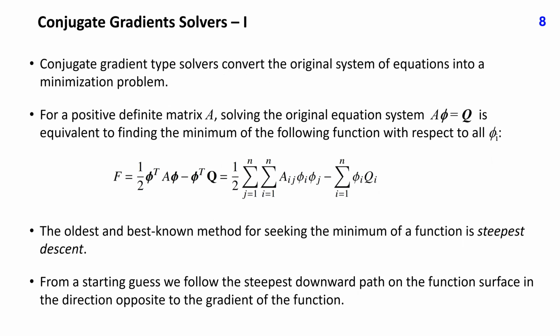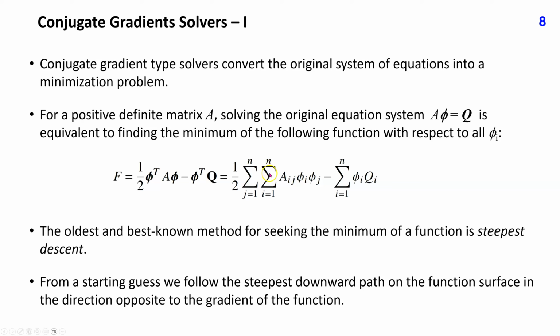Conjugate gradient type solvers convert the original system of equations into a minimization problem. For a positive definite matrix A, solving the original equation system A phi equals Q is equivalent to finding the minimum of the following function with respect to all phi_i.